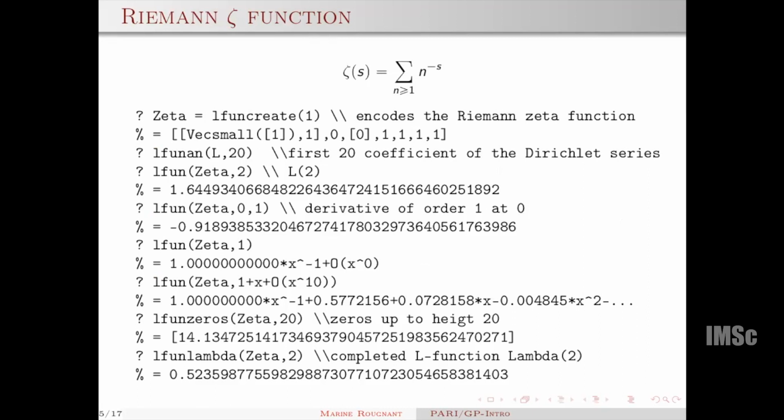You can ask for the 21st coefficient of your series. So lfunan is the name of the function for these coefficients. You ask for the 21st one, and here you will have a sequence of 21 values. You can ask for lfun, and then here you specify the name of your L function given by lfuncreate, then the value of s. You get L of s.